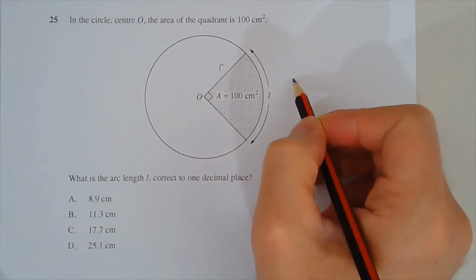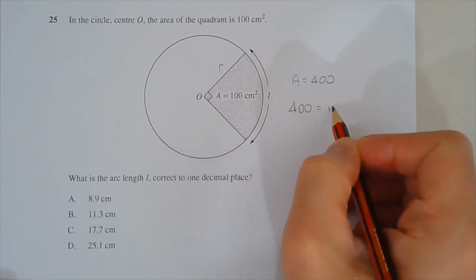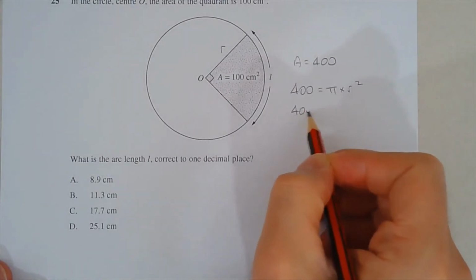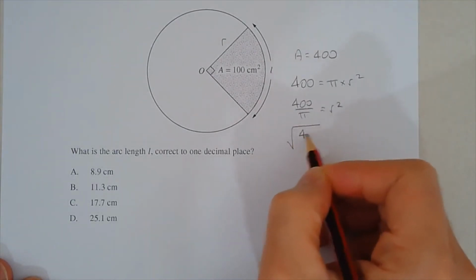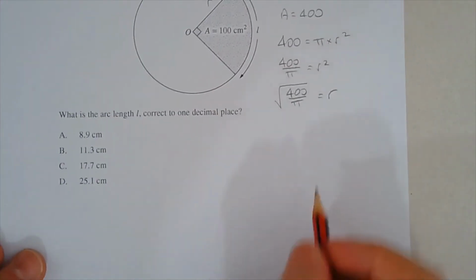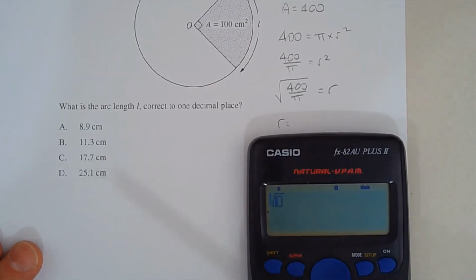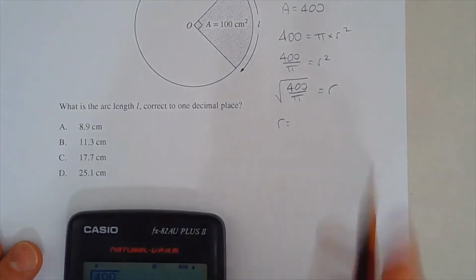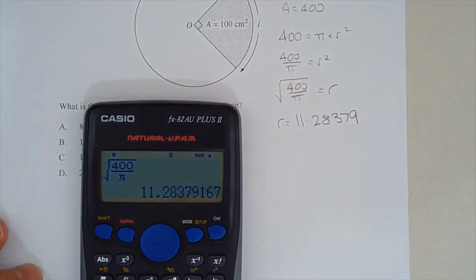So let's pretend then that the area is equal to 400 square centimeters. So 400 is equal to pi r squared. Let's solve this for r. So 400 over pi is equal to r squared. Let's take the square root of both sides. So the square root of 400 over pi is equal to r. Let's enter this in and see what we get. So r is 11.28379. I think 5 decimal places is plenty there.